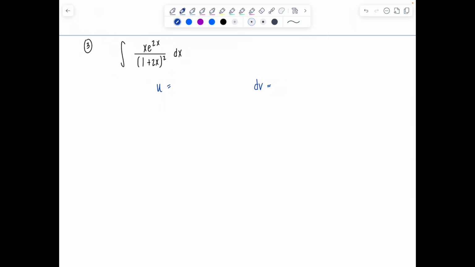You have to kind of be a little bit clever. We're going to let u be x e to the 2x, and then dv is 1 over (1 plus 2x) squared dx. Okay. Now, let's find du.